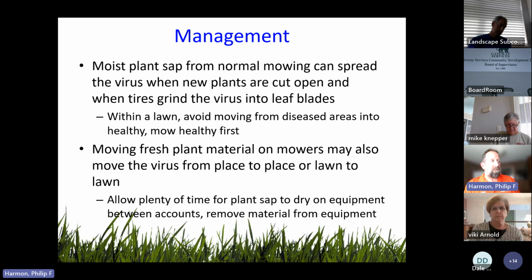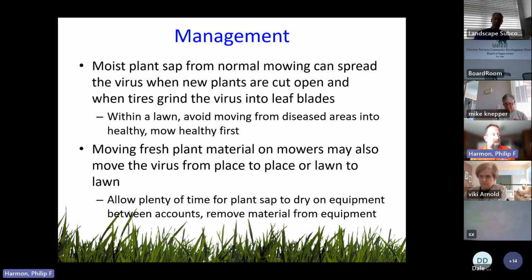Because we know moist plant sap from normal mowing spreads the virus, when the plants are cut open, the virus comes out in the sap and is ground into new plants. We can try to avoid that by mowing diseased areas first and then moving those mowers into healthy areas next. So part of the plan that many communities have enacted is to scout, which means to look around the community, identify lawns that have the virus, whether they're developing mosaic or lethal viral necrosis, flag those and ask our maintenance folks to mow those areas last. We also don't want to bring the virus in on equipment. And so equipment, as I mentioned, is not an efficient mover of the virus.